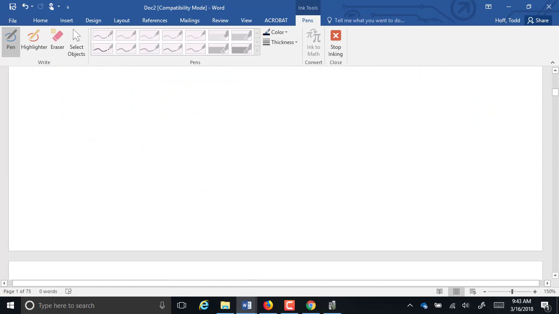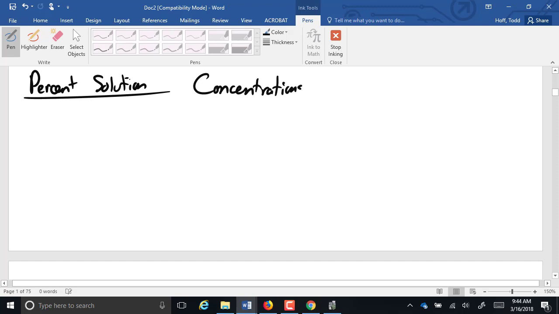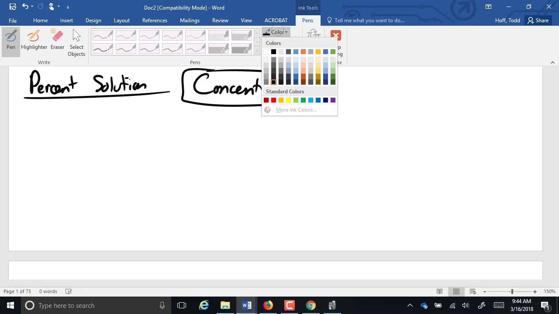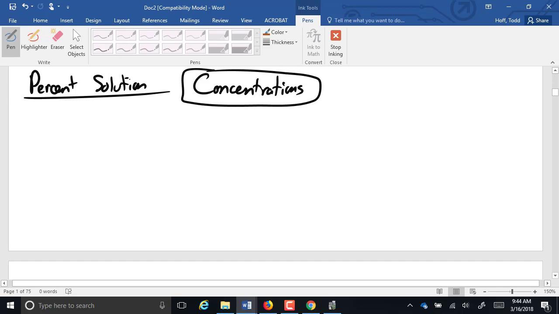Okay. We've talked about these percent solutions. Let's take a look at where they come from. So what we're really looking at is solution concentrations here. What do they mean and how are they calculated? Well, I want to start out with the simplest type of solution concentration, and that is what's called a weight in weight solution.